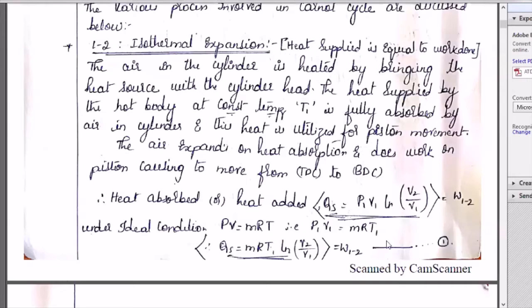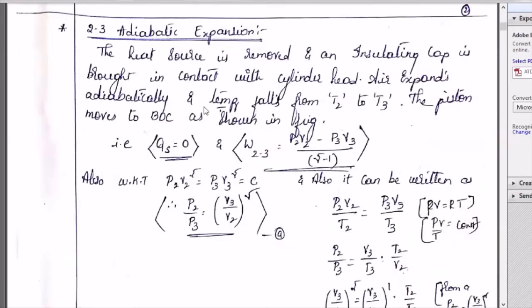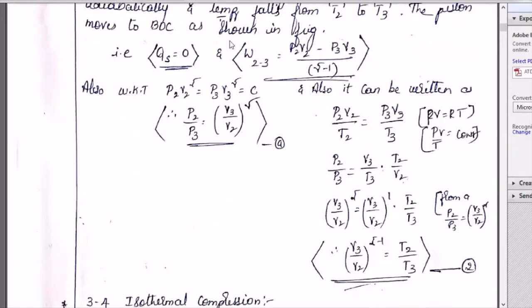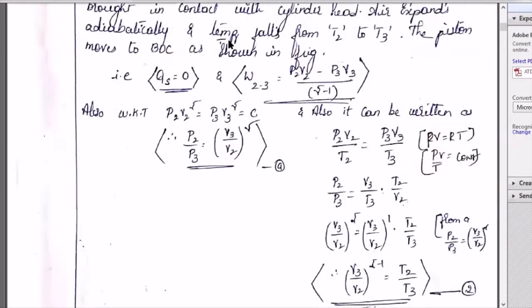That's why Qs is equal to work done, which is equal to P1 V1 ln of V2 by V1. Where P1 V1 is taken as MRT1, that's why this becomes Qs is equal to W1 to 2, which is equal to MRT1 ln of V2 by V1. Always take this as one condition. Similarly, for adiabatic condition, these are the formulas. You need to remember these formulas for each and every process so that problems become easier and easier for you to solve.